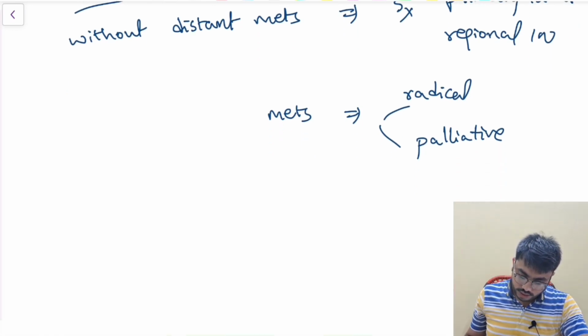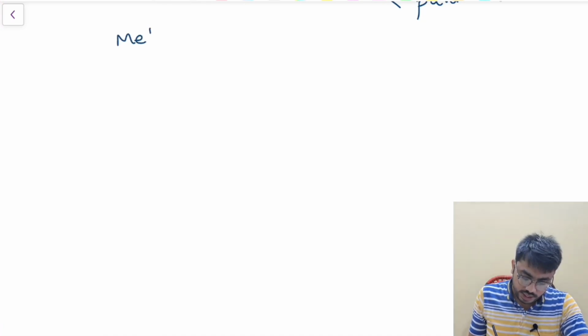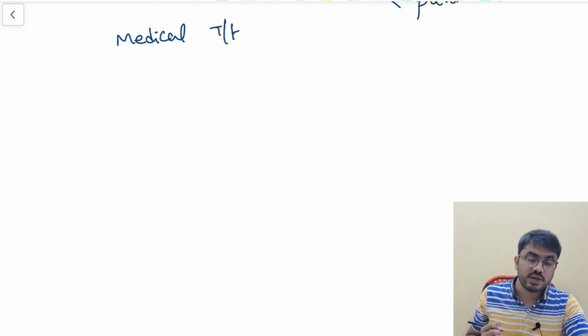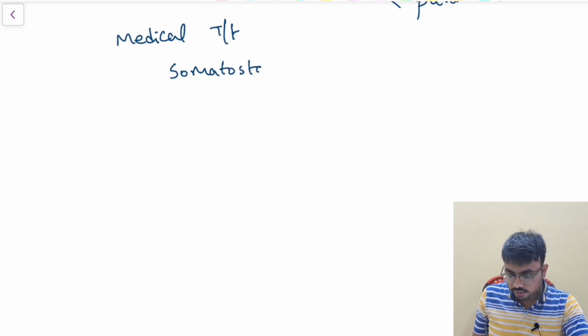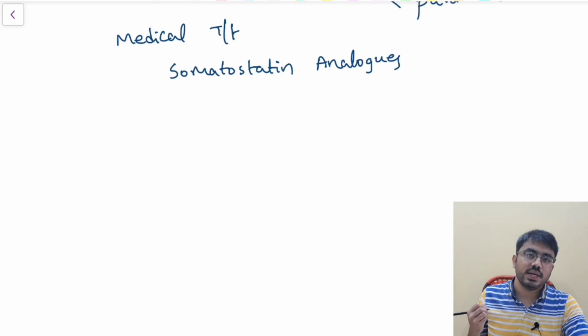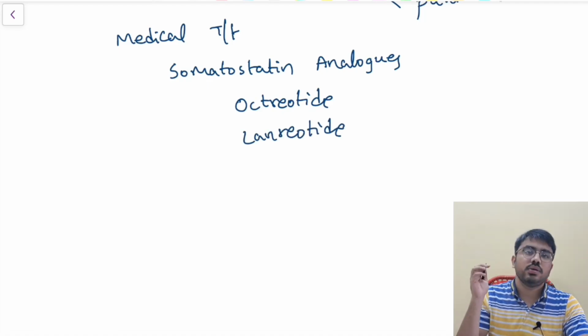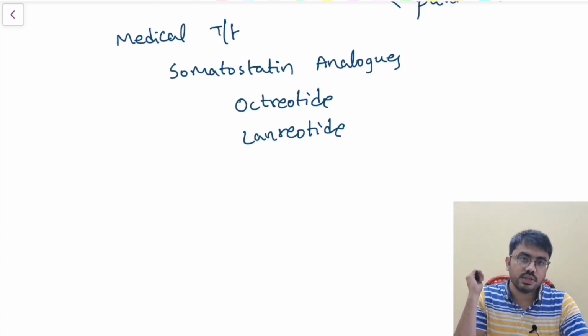Now, sir, you are telling surgery, that's fine. In addition, do we have any medical treatment? Okay, medical treatment for these carcinoid tumors. Yes, there is medical treatment. Write it down. Somatostatin analogs. So somatostatin analogs can be used in case of carcinoid tumor. Sir, tell me the examples. Very important: octreotide, lanreotide. These are the examples of somatostatin analogs which are used in case of carcinoid tumor.